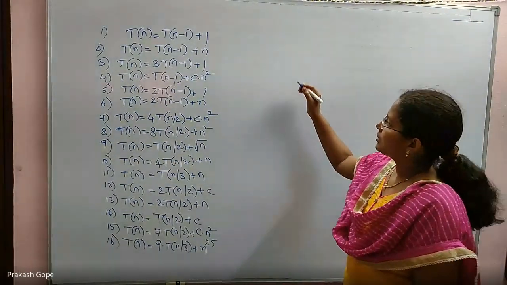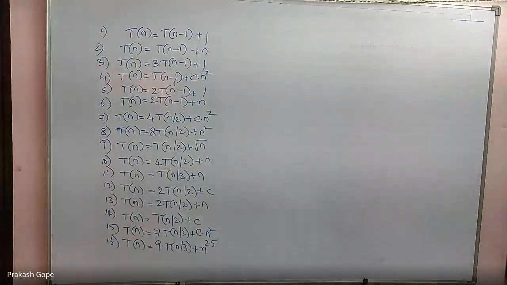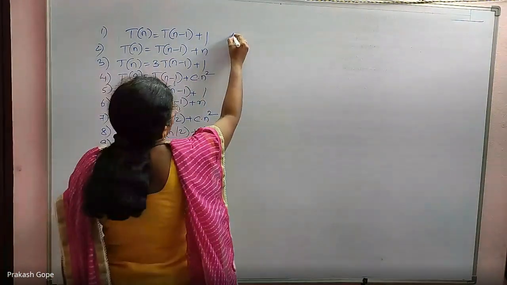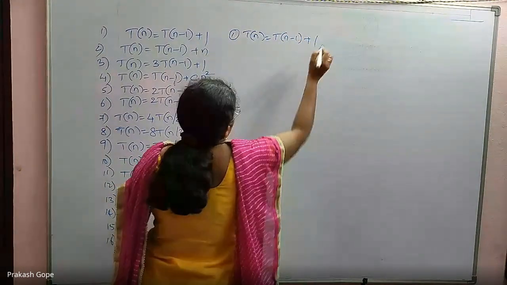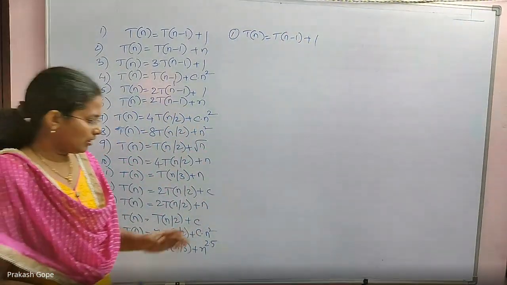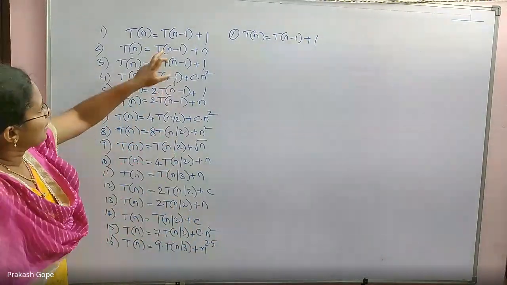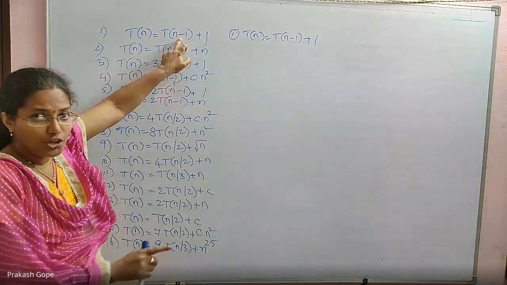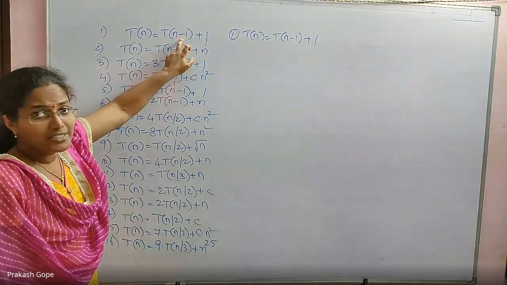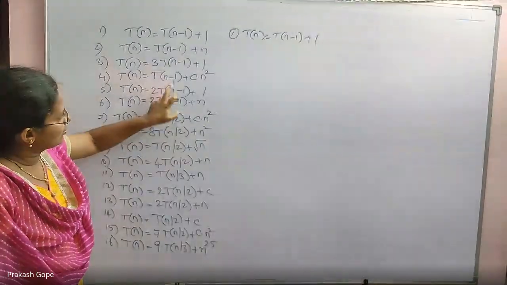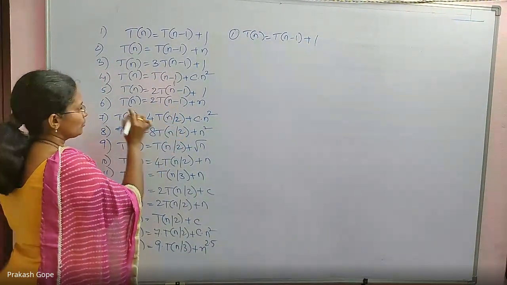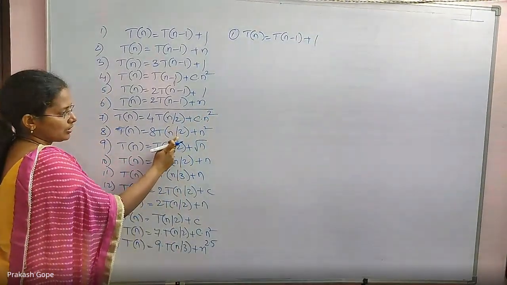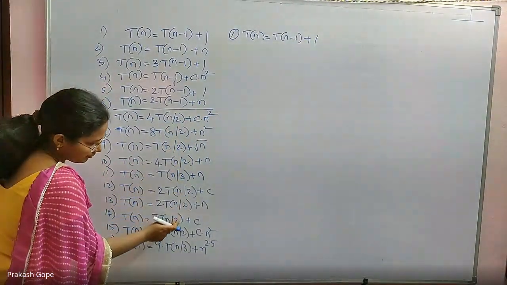Okay, so first one, T of n is T of n minus 1 plus 1. See, first you need to understand which theorem you should apply. This is decrease and conquer, T of n minus something, which means decrease and conquer. This one is decrease and conquer. All of these are decrease and conquer. But you see here it is n by 2. This is divide and conquer. All of these are divide and conquer.